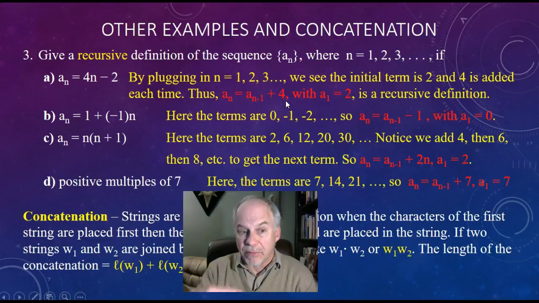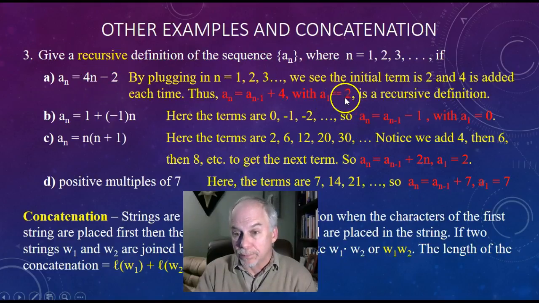Now, this is not using functions. It's using a sub n, or a sub n minus 1, and all that. Anyway, but your initial term needs to be defined. And your initial term is 2, because when you plug in 1, this will give you 2.